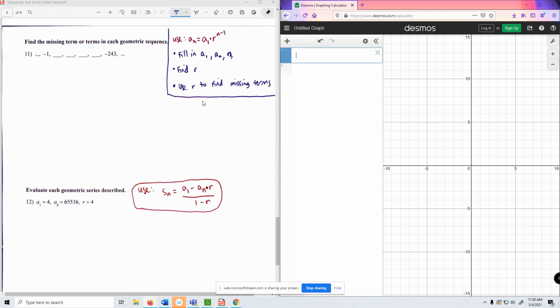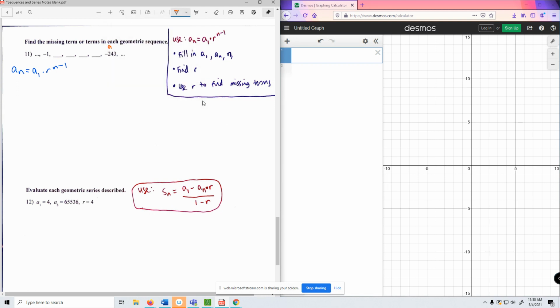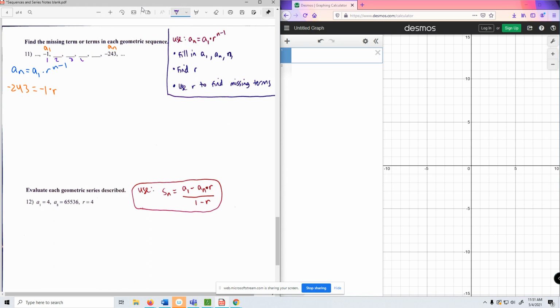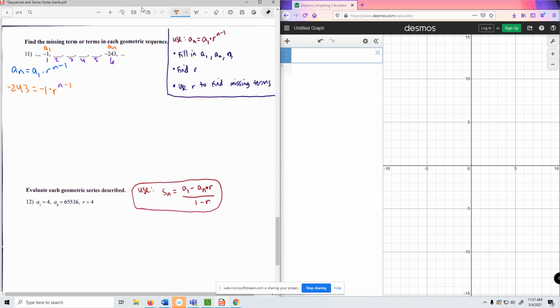To start off, we are going to be using our geometric series explicit formula. Let's fill in what we know. AN is the last term we see, so that's going to be negative 243. A1 is the first term we see, so negative 1. R we do not know. N is the total number of terms including blanks, so that's going to be 1, 2, 3, 4, 5, 6. So 6 is N. And then minus 1 is part of the formula.